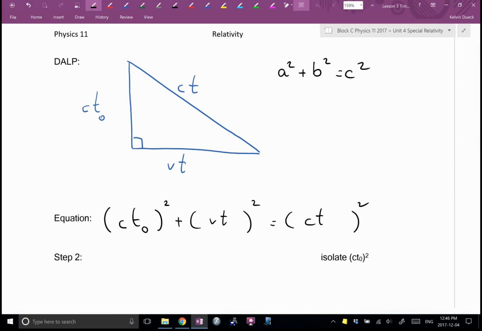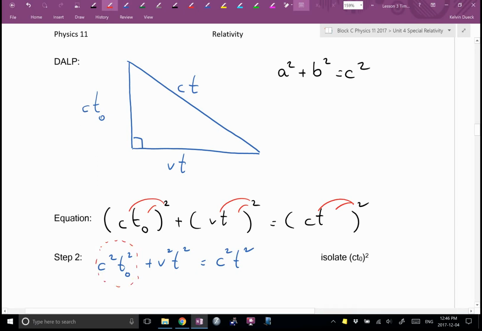It's Math 8 with a vengeance, but it is Pythagoras. Now what we're going to do is put the squared onto each term in the brackets. So we're going to write this as little c squared T0 squared plus V squared T squared, and that's going to equal C squared T squared. We would like to get this by itself.